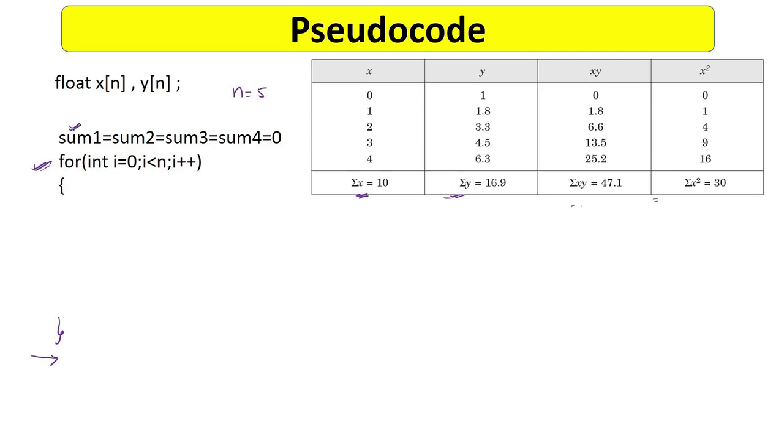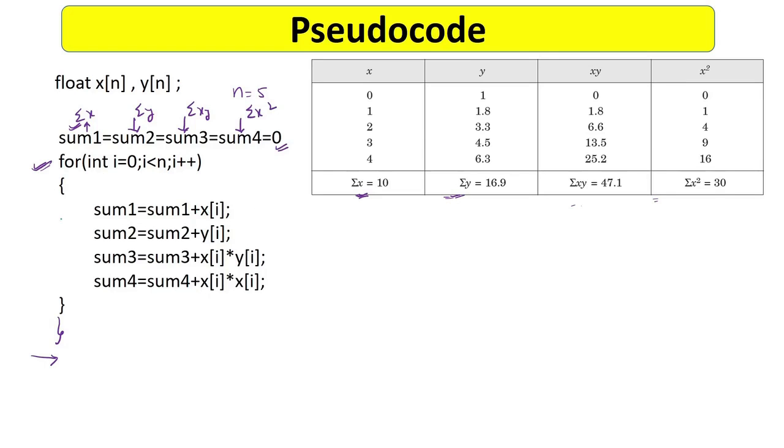So here are four variables. Sum 1 will be storing summation of x. Sum 2 will be storing summation of y. Sum 3 will be storing summation of xy, and sum 4 will be storing summation of x square. Okay, so let's see how. Inside these loops I have four variables, and in these I have used xi, yi, xi and xi. This loop is running from I equal to 0, 1, 2, 3 and 4, so in each iteration I will be going from 0 to 4.